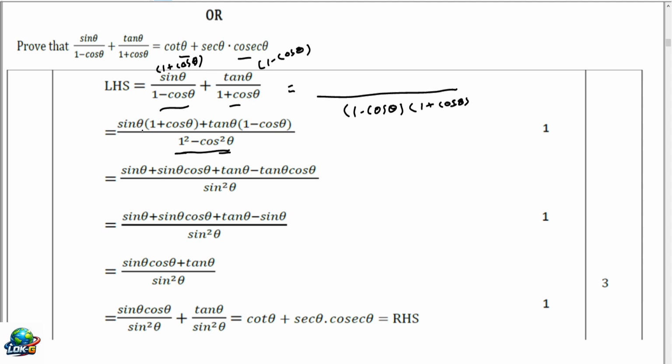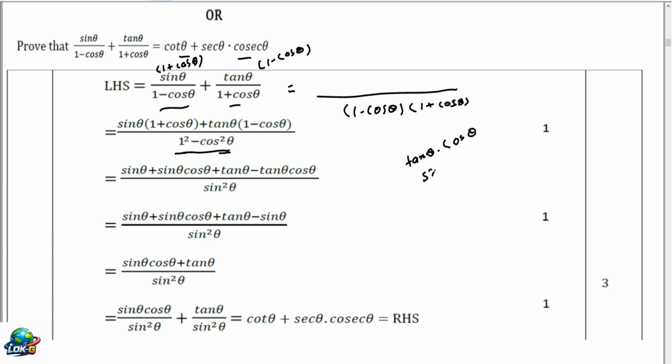Now remove the bracket: sin theta into 1, sin theta into cos theta, plus tan theta into 1, plus into minus is minus. Observe carefully the sign. Many of you make mistakes. Tan theta into cos theta. Observe carefully, what is tan theta into cos theta? Never get confused.